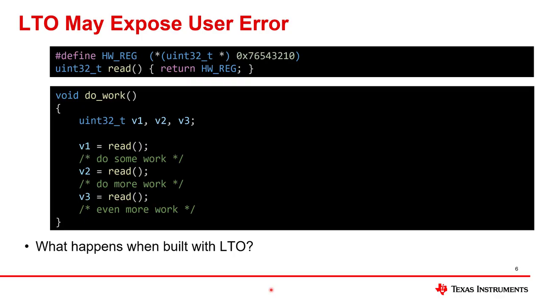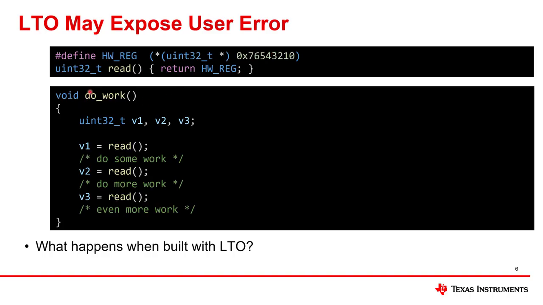Please consider this example about how LTO may expose user error. In the first file, there's a line that defines a macro, HWReg for hardware register. And this is the typical kind of code that you see for reading from a hard-coded location. And there's a function named read that returns the value at that location. But assume that more happens than that. Reading this memory location will return different results with each read, or some sort of side effect in the system happens when it's read, or something like that, okay?